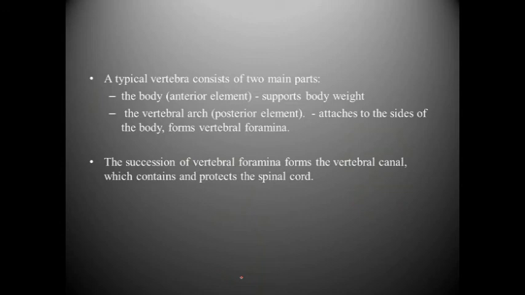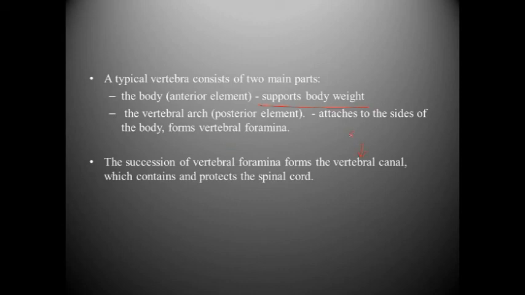A typical vertebrae consists of 2 main parts. We have the body, which is the anterior element or the anterior portion, and this is in charge of supporting the weight of the body. And so this is why any abnormalities to the vertebral body can cause serious damage to other parts of the vertebrae as well. The vertebral arch, posterior element, attaches to the sides of the body and forms the vertebral foramen or foramina. And the succession of vertebral foramina forms the vertebral canal, which contains and protects the spinal cord.